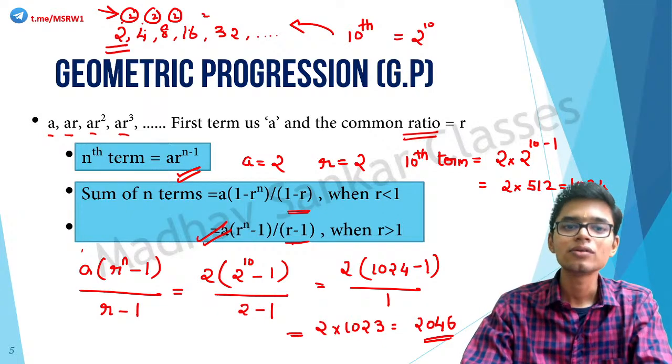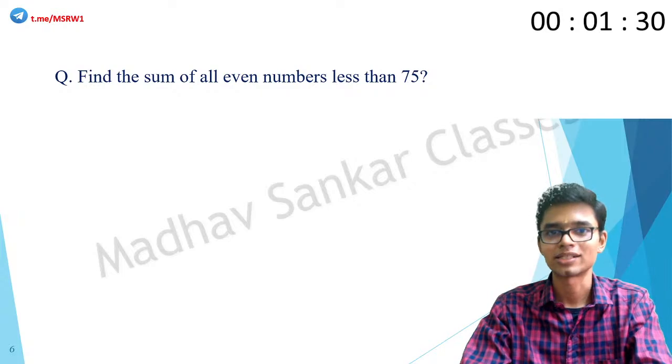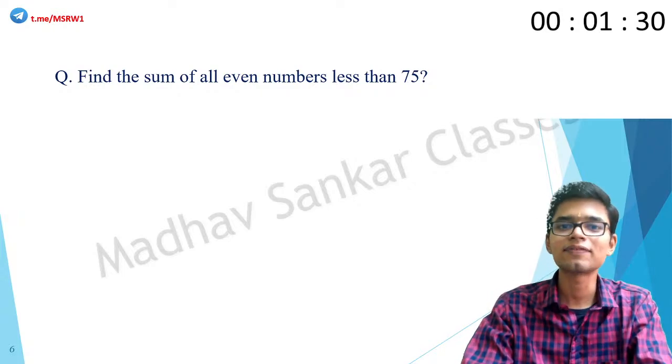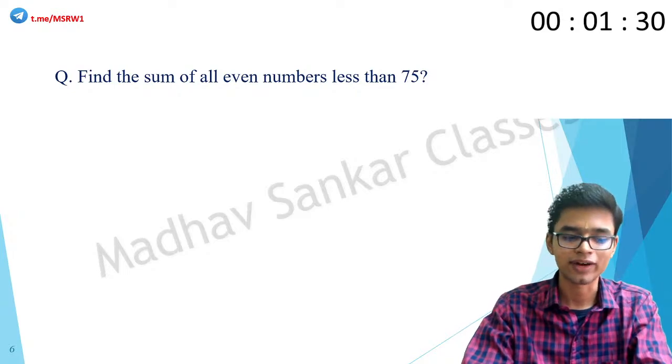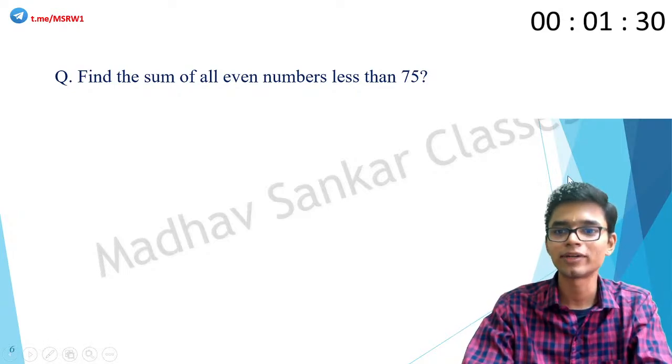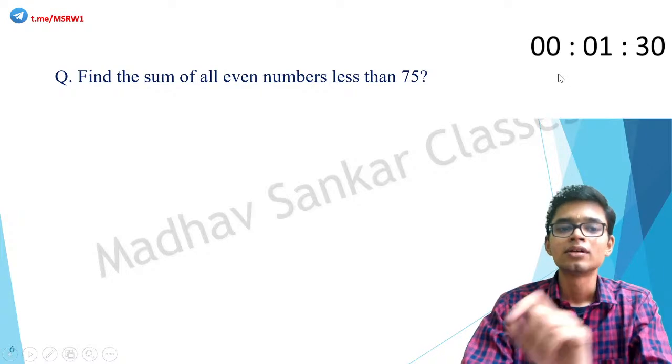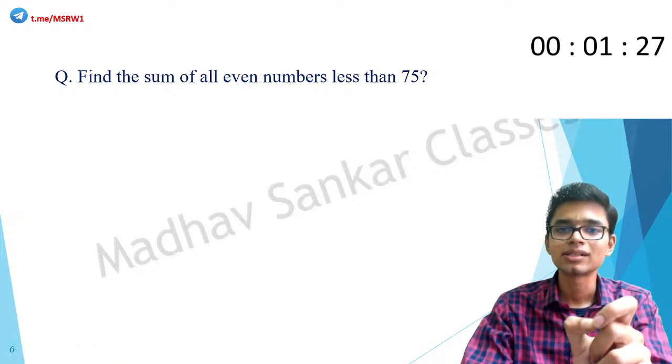Okay, so now let's start with some of the questions. Here is the first question. Find the sum of all even numbers less than 75. First question, you have 1.5 minutes to solve this one. Find the sum of all even numbers less than 75.